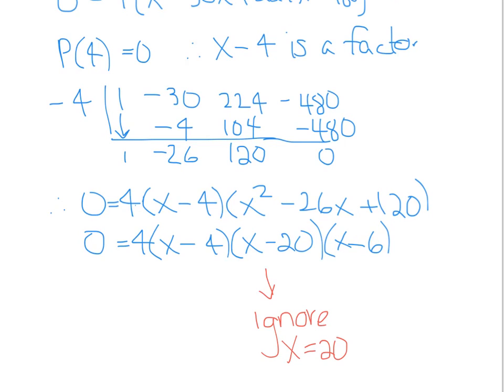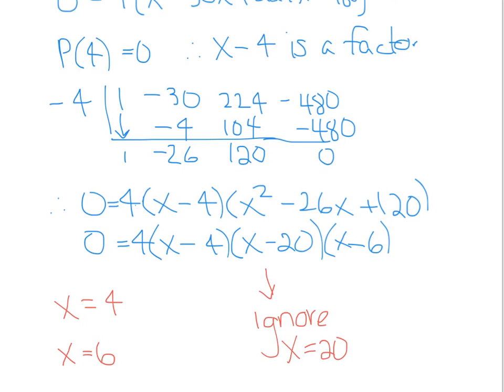But x equals 4 and x equals 6 look like they work. So then we would have two sets of dimensions. We would have the one where x equals 4, so that's the height of the box, and then we would have the one where x equals 6. Okay, and you would just need to go back to the original definitions to find out what the other dimensions are.